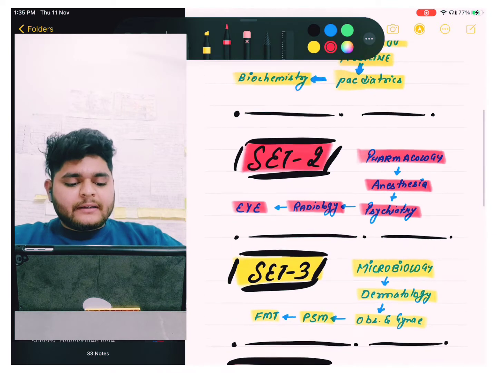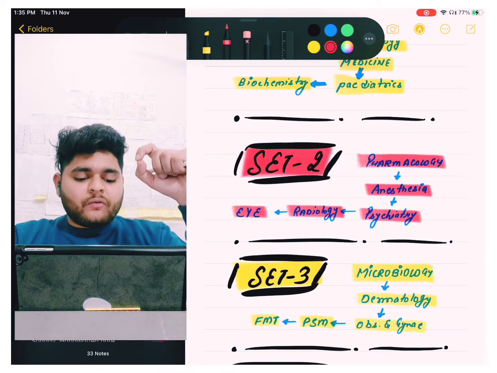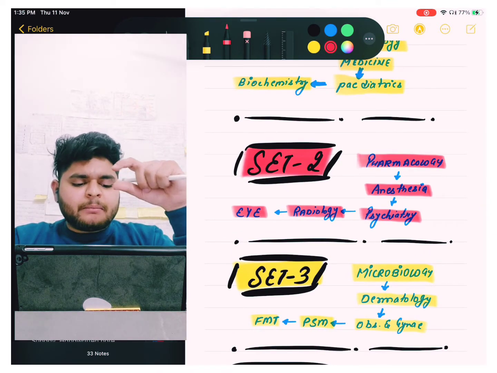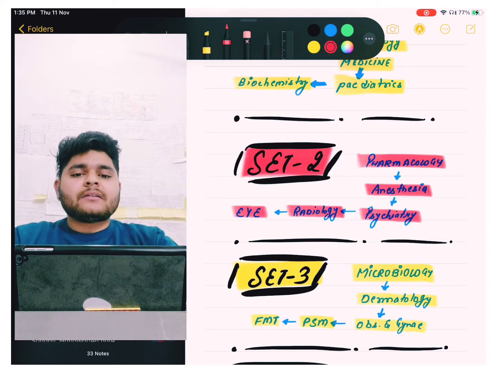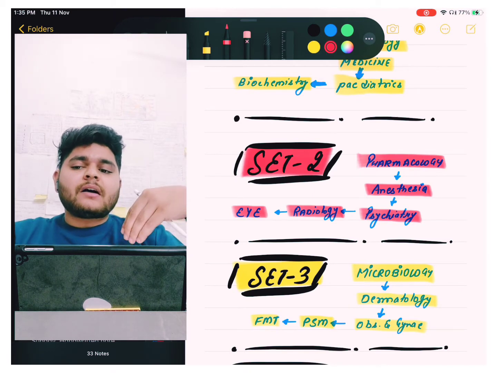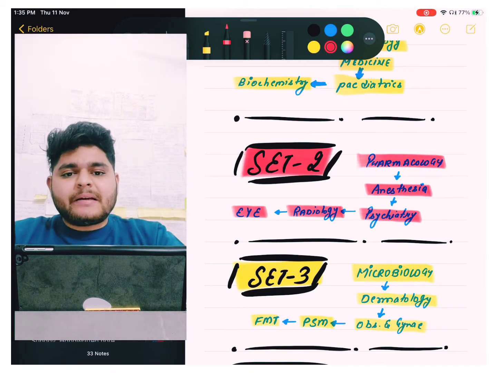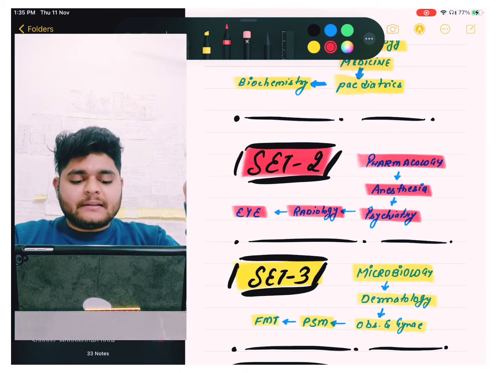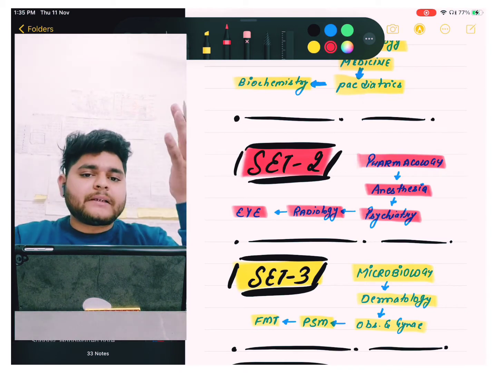This is okay. Then comes obs and gyne. Now why obs and gyne? Because some part of derma and micro is also seen in obs and gyne, the infection part, the PID part, and the abortions due to infections. Then in obs and gyne few things are also seen in PSM, like the maternal and child health care. So go for PSM after obs and gyne.